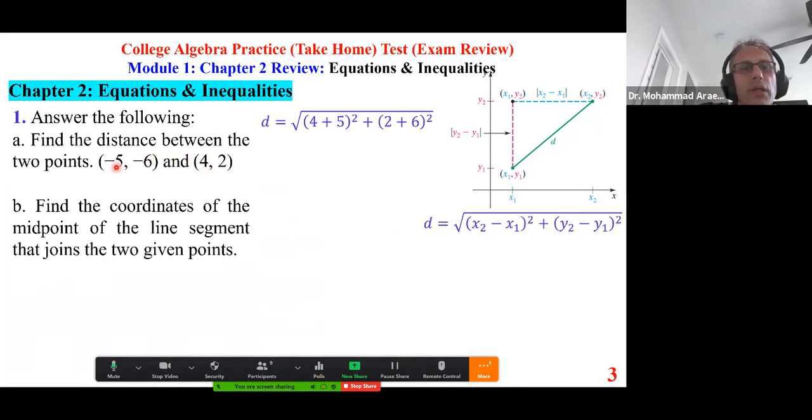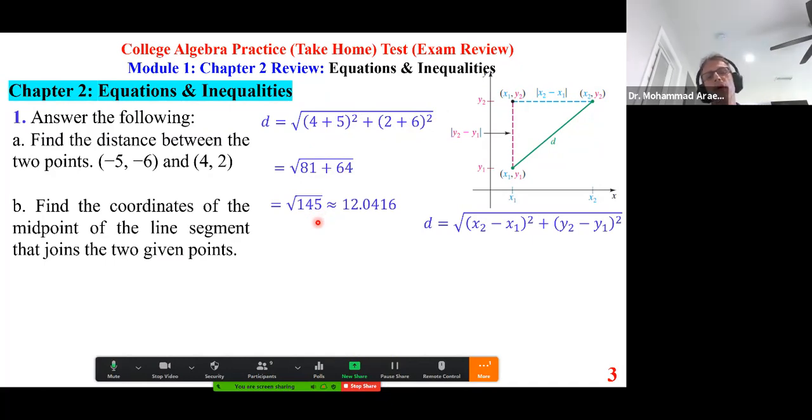4 minus minus 5, that means 4 plus 5 and square it. We are looking at this. Always start with formulas. Plus y sub 2 minus y sub 1. So 2 minus minus 6, which means 2 plus 6. You're going to square that. The rest is very straightforward. You add them up, you square them. This is 9 squared, 81. This is 8 squared, which is 64. You come up with 145.